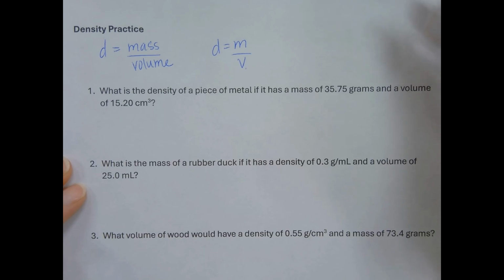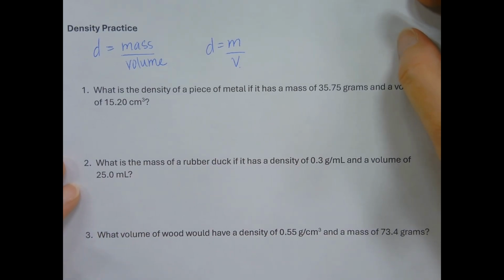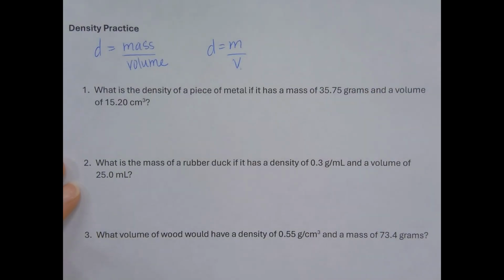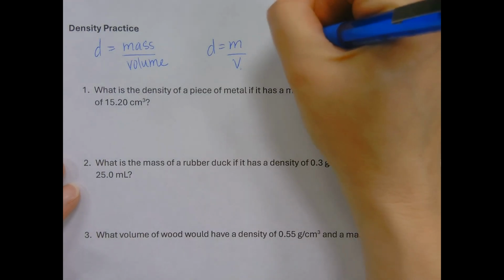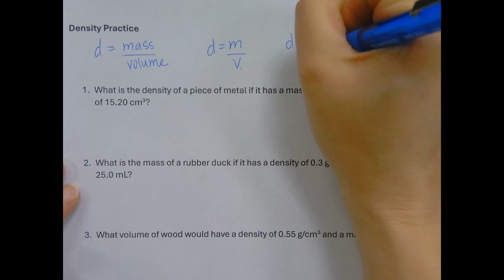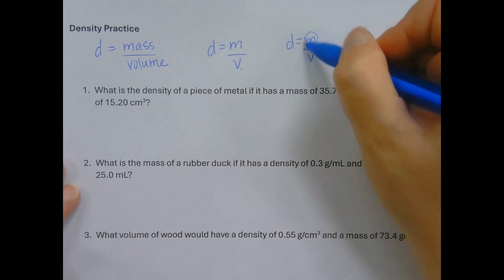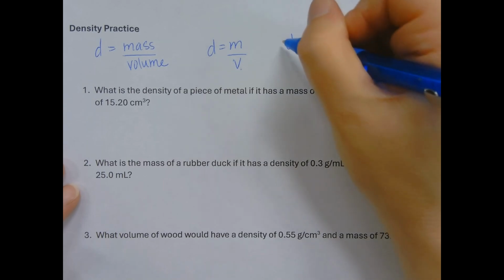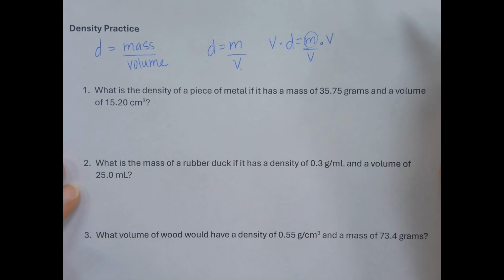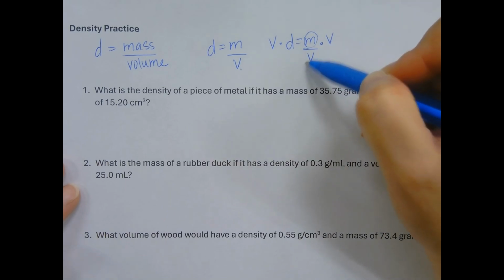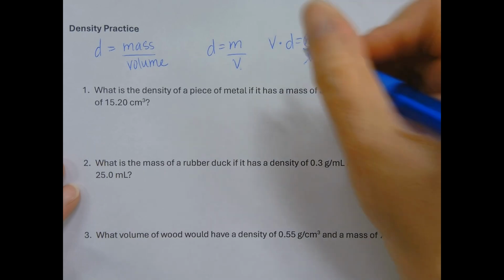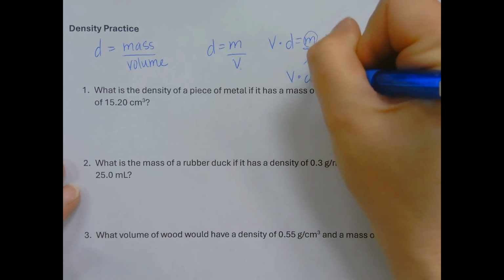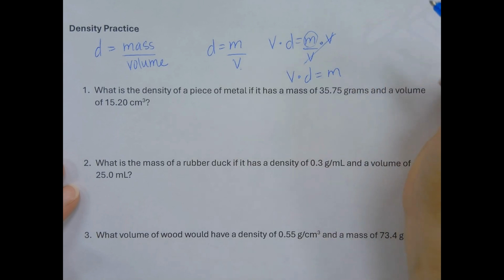Okay, now, however, if we are looking for a question that is looking for the mass, then we would need to rearrange this. So density equals mass over volume. If I'm trying to get mass by itself, I'm going to multiply both sides by volume to rearrange it. Well, volume over volume are going to cancel. So volume times density equals mass.